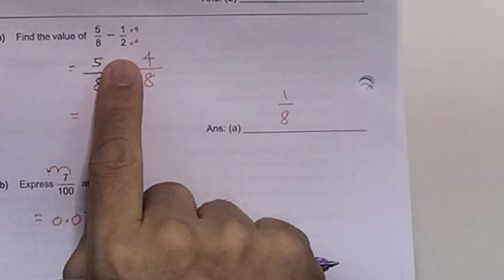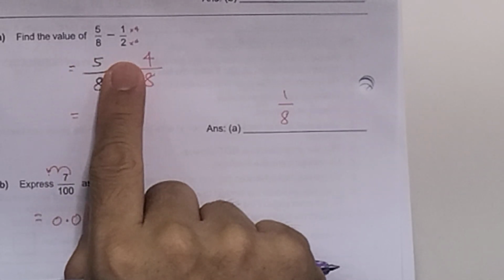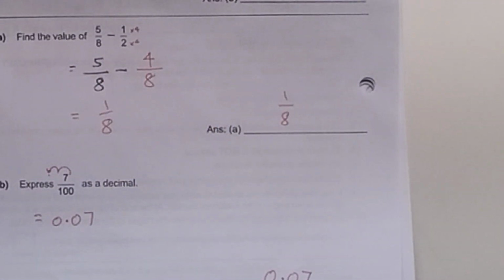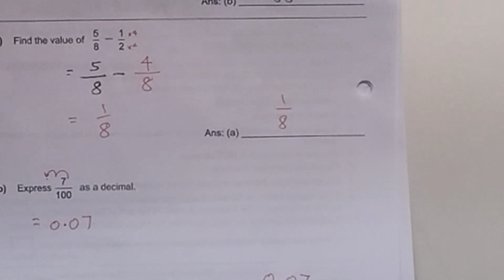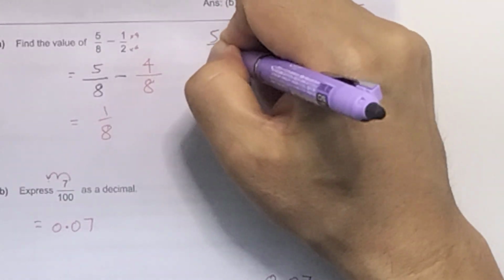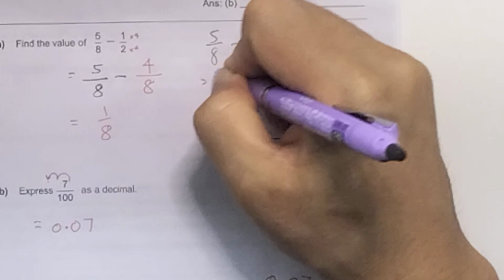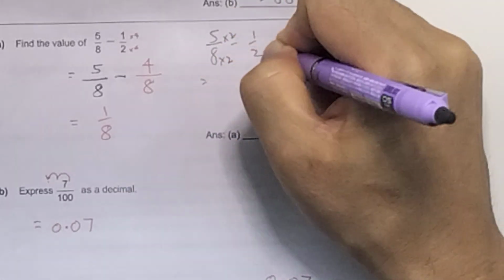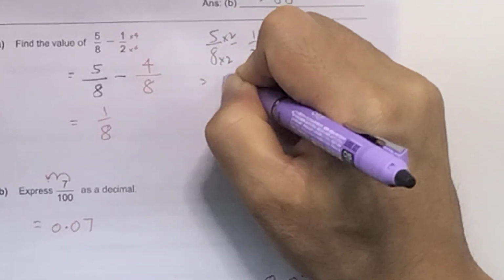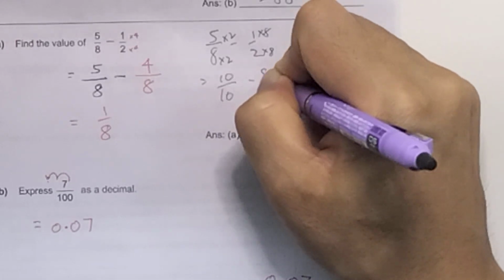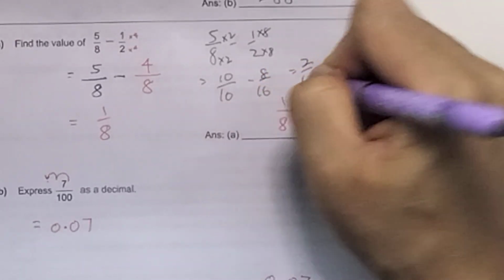Find the value of these two fractions when you subtract them. This is a test of equivalent fractions. Now notice, some of my students were multiplying and doing this, and please don't do this. You multiply by 2, and here by 8. Then you have 10 over 16 minus 8 over 16. Then you have 2 over 16.